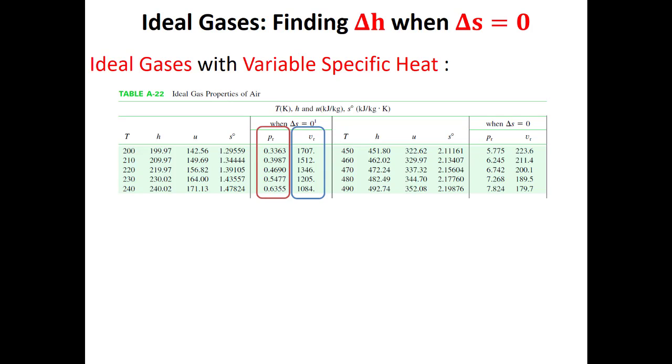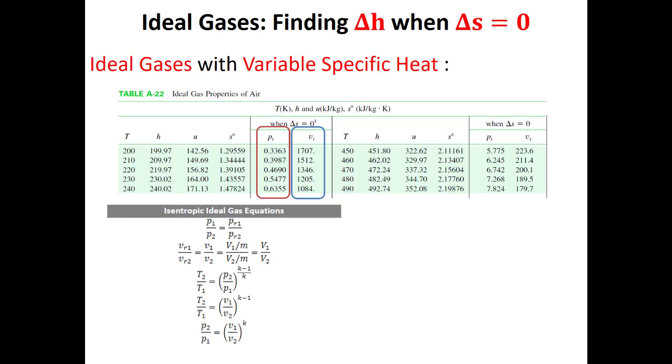Don't worry too much now about PR and VR. These are things that we'll talk about more as we move along in the class. If you remember when we talked about ideal gases, these are the reduced pressures and the reduced volumes. Basically the pressure divided by the critical pressure, or the specific volume divided by the critical specific volume.